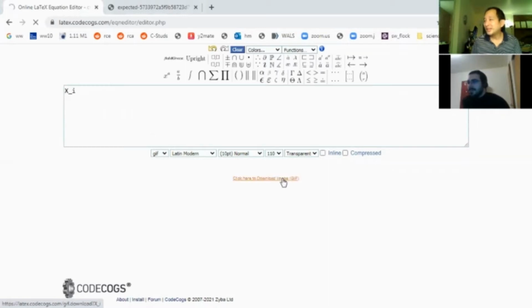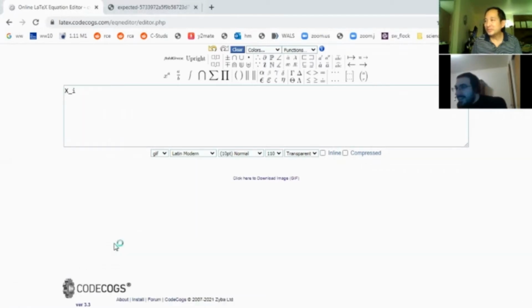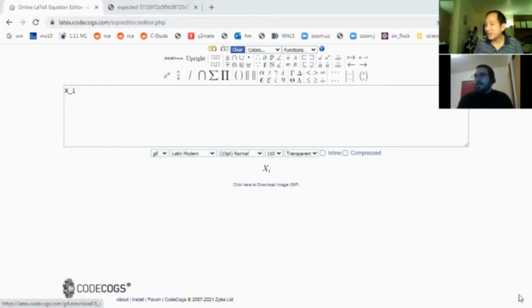I like how it has all the other symbols there. It doesn't give you the ability to do X of I. Oh, it used to render it. It used to render LaTeX on the screen. Here, I'm going to try to pull it up myself. I'm going to try to pull up that program real quick so I can get a good idea of what you're dealing with. Yeah, it's LaTeX Code Cogs. I used to be able to do this without having to download it.